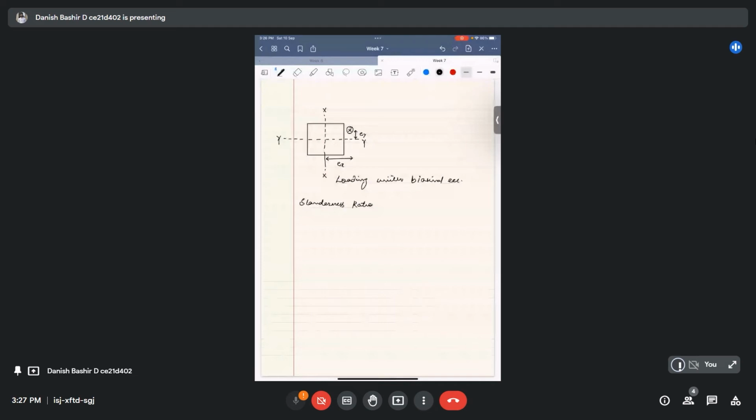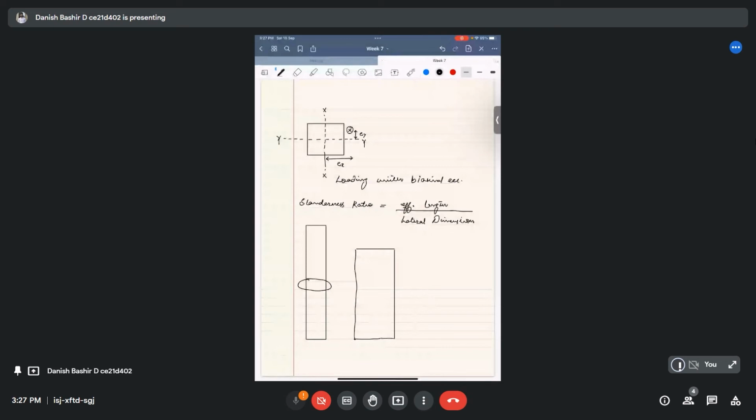In comparison to another column, it will have slenderness ratio less. Compare the slenderness ratio of these two: this one has slenderness ratio S1, and this one has S2. S1 will be greater than S2, because here its effective length is greater than this one, and here its lateral dimension is smaller. It's inversely proportional to the lateral dimension, so clearly S1 will be greater than S2.